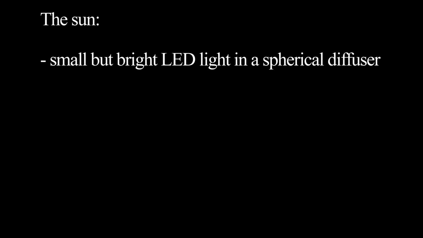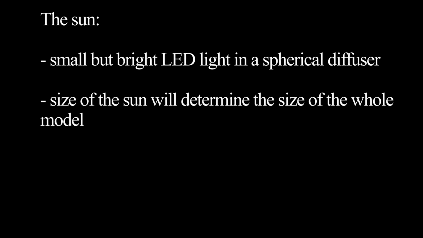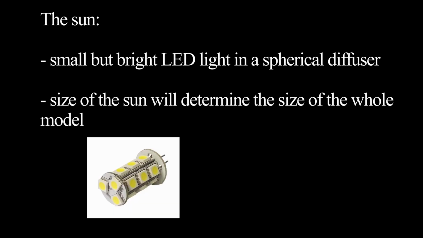I quickly wanted to talk about the idea I had for the sun. I knew that I wanted a small but bright LED light in a spherical diffuser, and the size of the sun will actually determine the size of the whole model, because this will be the smallest point of the whole model. I found a small 250 lumen LED which I decided to use, with a length of about 3.6 centimeters and a diameter of about 1.5 centimeters.